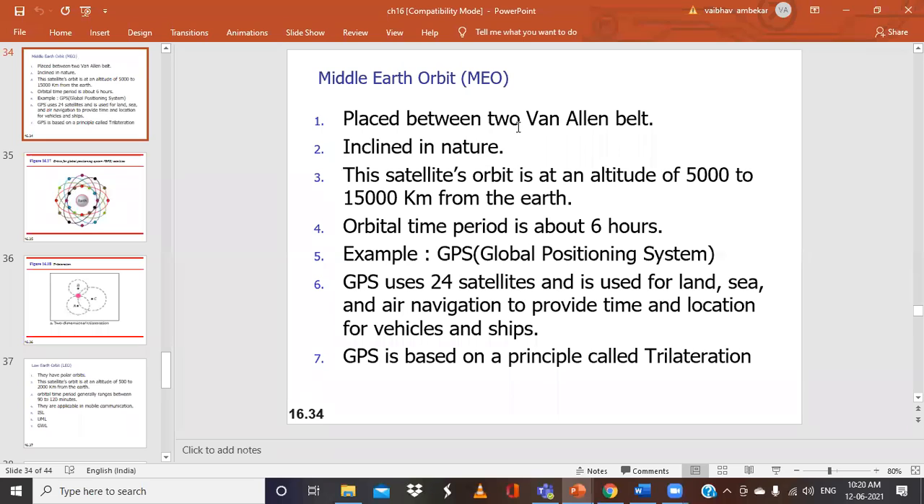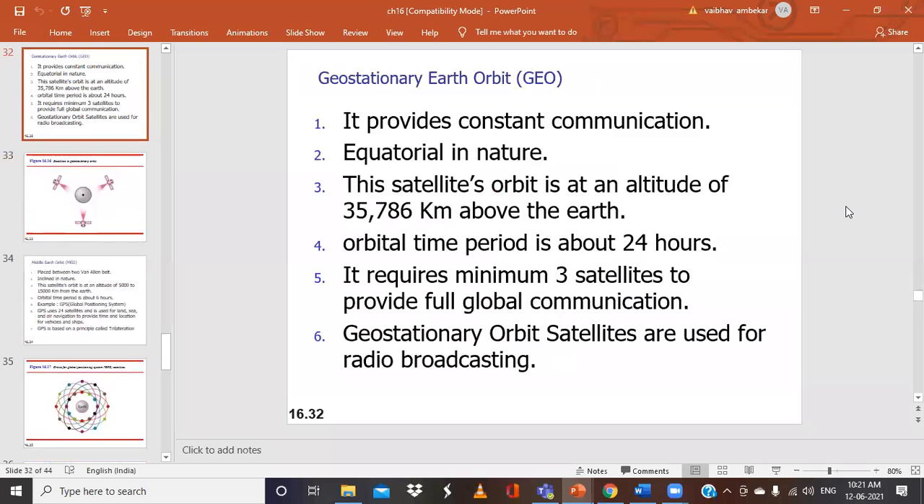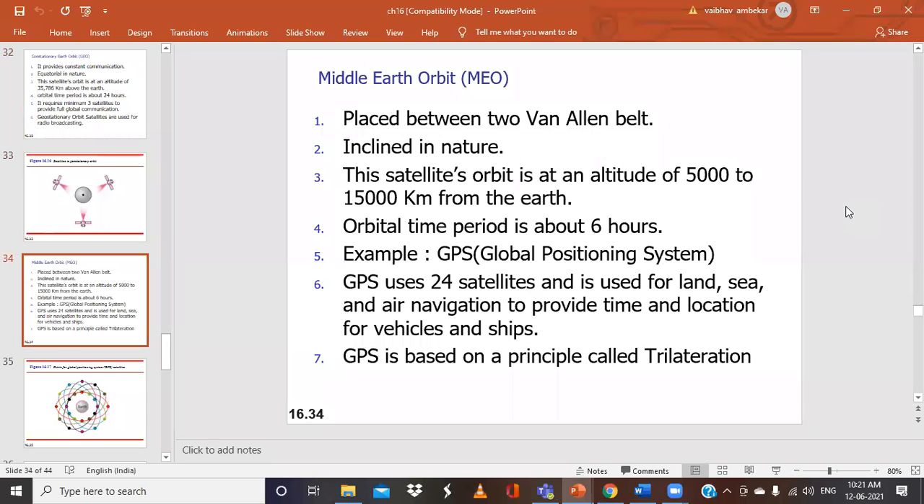GEO was equatorial in nature, and this is inclined in nature. The orbit period there was 24 hours, because the speed of those satellites is almost equal to the earth's speed, and here it is 6 hours. There we discussed that they can be used for radio broadcasting, and it required a minimum of 3 satellites, and here it requires 24 satellites for the global positioning system.